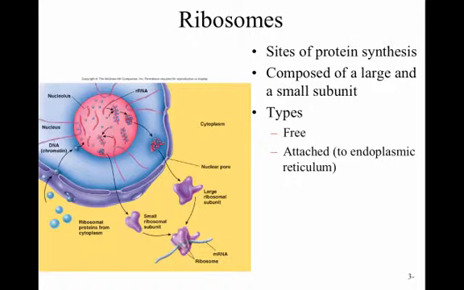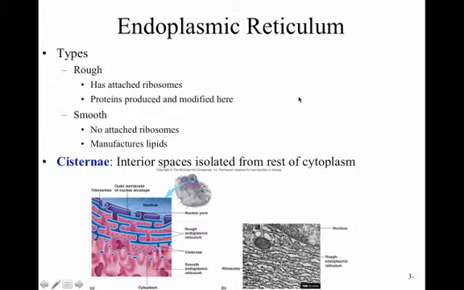And when there are attached ribosomes to the endoplasmic reticulum, those are called rough endoplasmic reticulum or rough ER. So proteins are produced there because it has the ribosomes. Smooth ER has no ribosomes and it manufactures lipids. And then there's the cisternae, which are the inner space isolated from the rest of the cytoplasm. So this blue portion right here would be the cisternae. It's basically hollow. Well, it's filled with some fluid, but it's inside and separate from the cytoplasm.